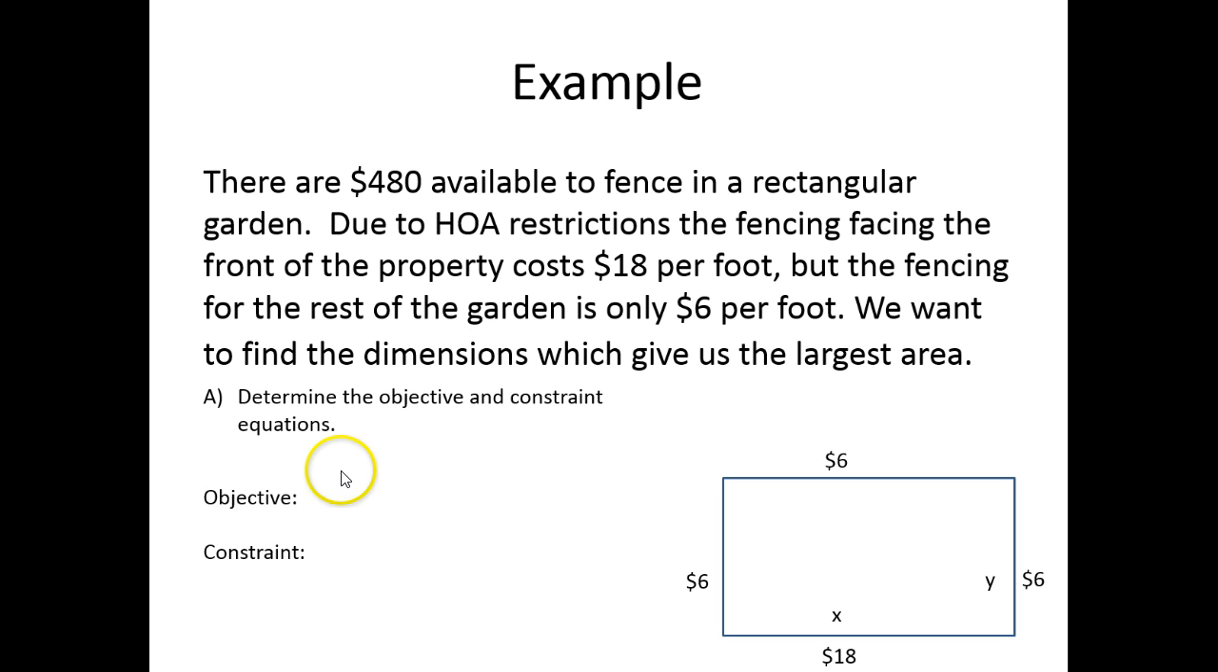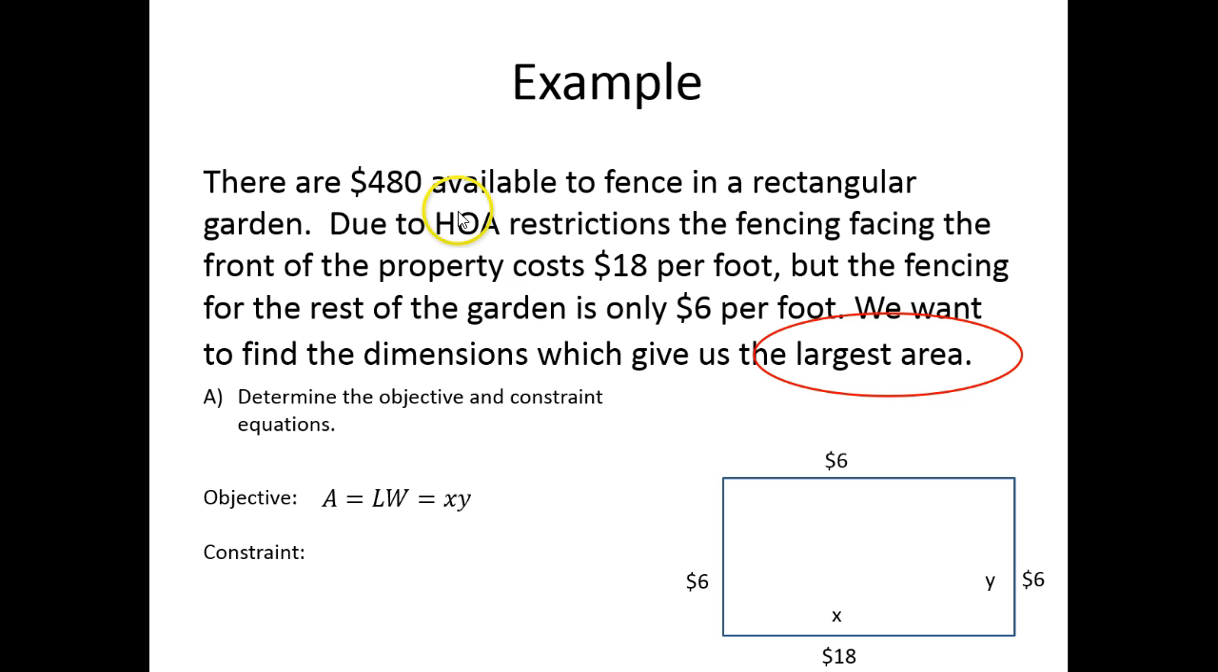We need to find the objective equation. Remember, the objective equation is the one that's going to be optimized, and optimization means max or min. If we look at it, the last part says we want to find the dimensions which give us the largest area. Largest is clearly what we want to maximize, so we want to maximize the area. And this is a rectangle, so the area of a rectangle is length times width, or in this case, just x times y.